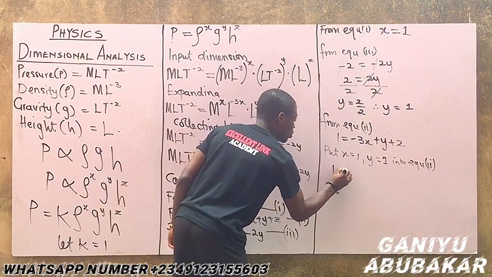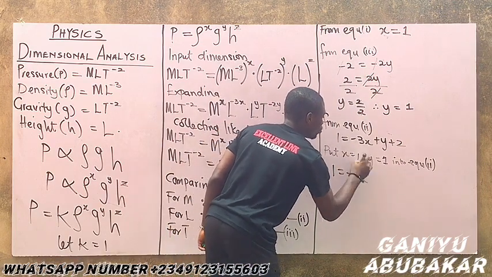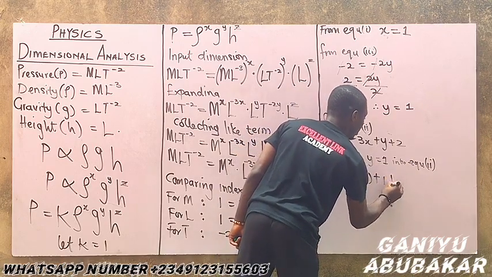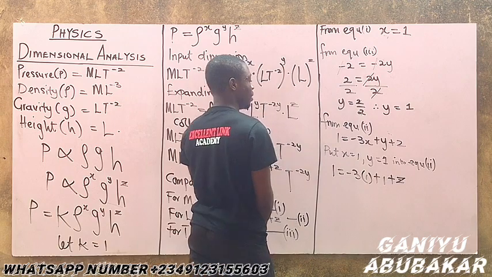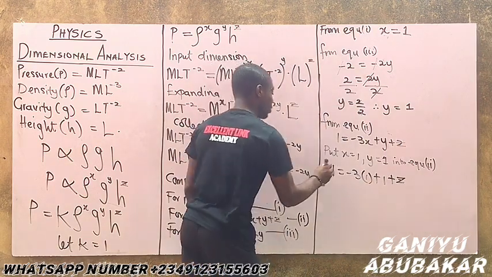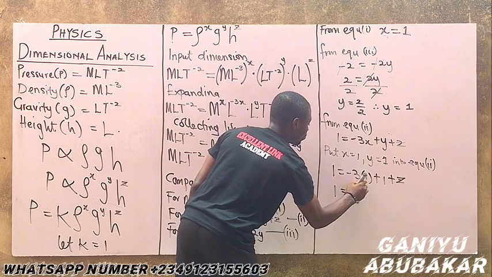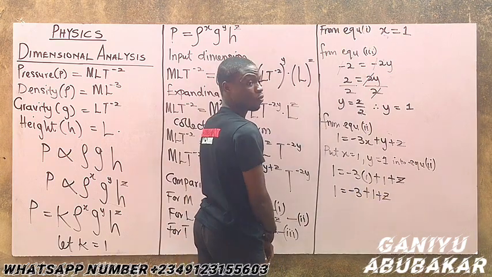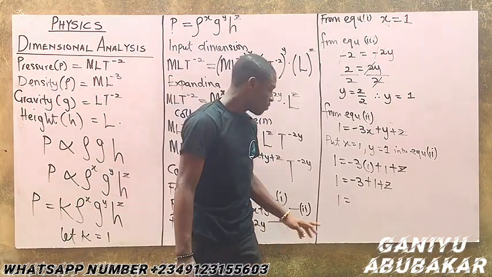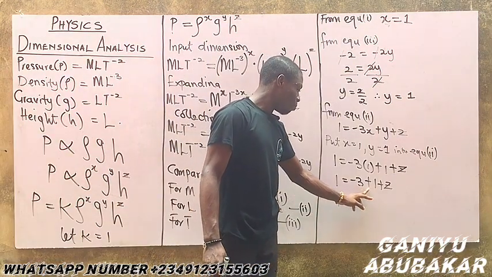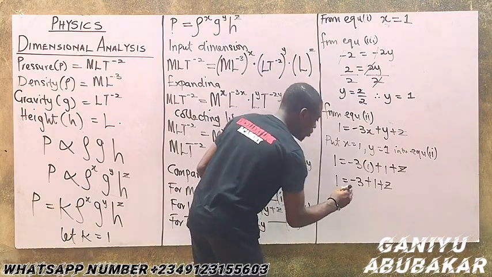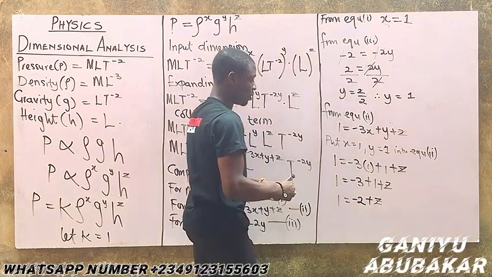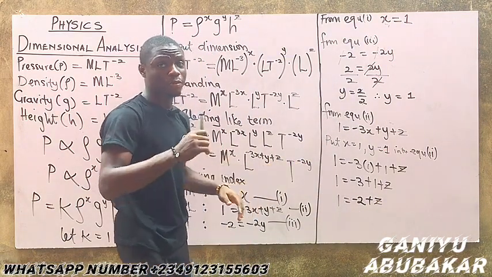So it means that 1 is equal to minus 3 into, what's x? x is 1, plus, what's y? y is also 1, plus z. I have my z here. So 1 is equal to minus 3 times 1, which is minus 3, plus 1 plus z. From here, I have that 1 is equal to minus 3 plus 1, which will give minus 2, plus z. At this point, there's a mistake here. What's the mistake? Check back.